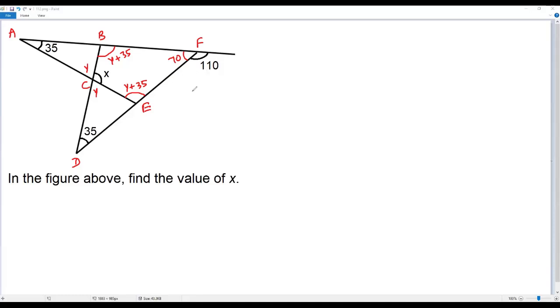Now let's consider the quadrilateral BCEF. In a quadrilateral, the sum of all four interior angles must be equal to 360 degrees. So in any quadrilateral, or four-sided polygon, when I add the four interior angle measures x, y + 35, 70 and y + 35, they must add up to 360 degrees. So let me add them: x + (y + 35) + 70 + (y + 35) equals 360.